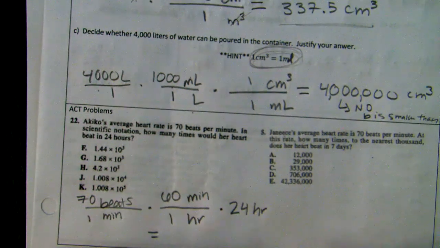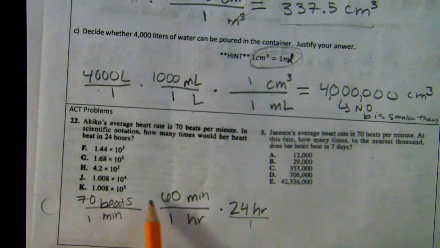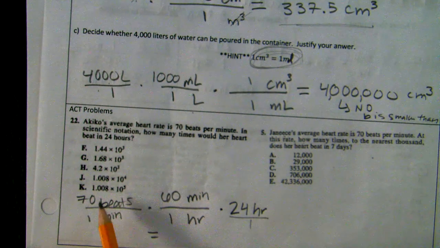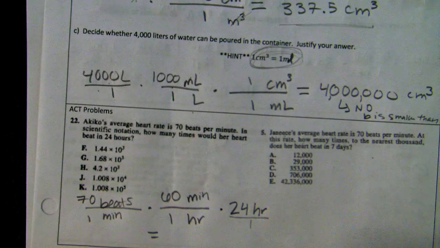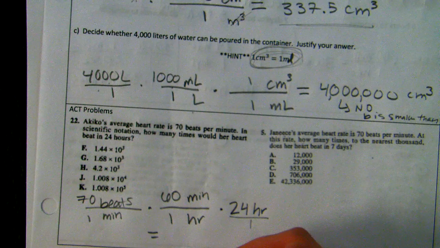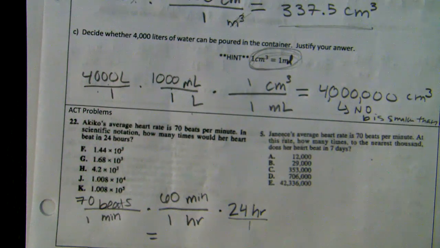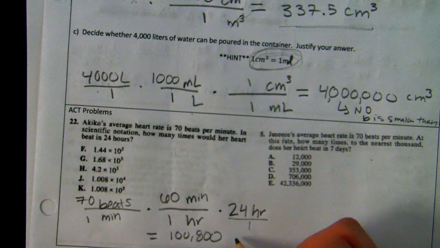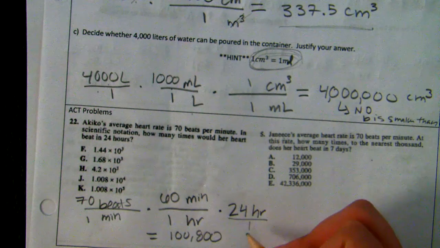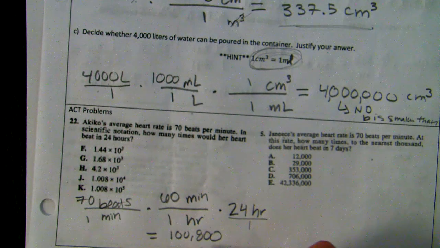So, once again, I see that everything in my numerator is a different number, but everything in my denominator is a 1. So I'm going to multiply across my numerator, and that's going to give me another big number. So let's see what this one is. I had 100,800, like this. And that would be beats in 24 hours.